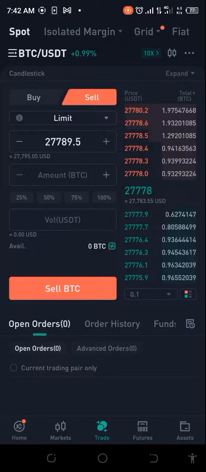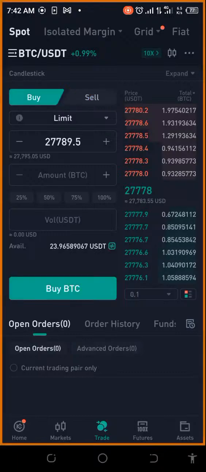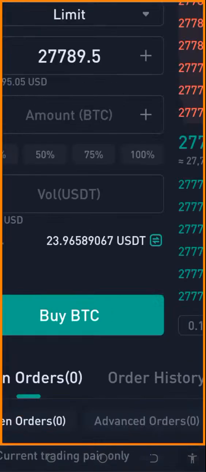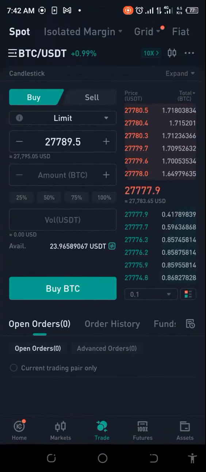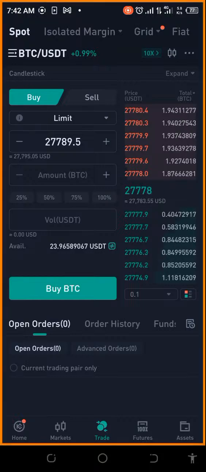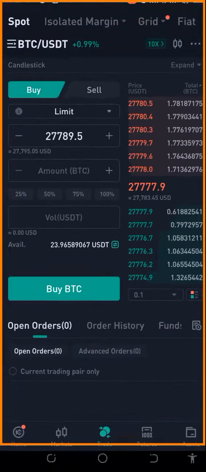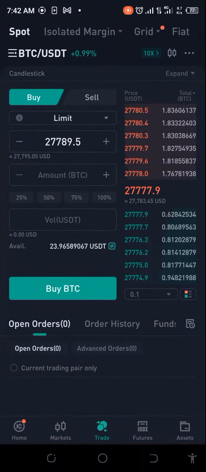Let's see how much we've got. Oh yeah, this is what we have: 23.9658. Don't forget that we had to pay fees. It was 23.98, but of course about 2 cents will be removed. That's about 0.1%, so we're left with 23.965. Let's just talk about 23.96. Now let's look at the chart.